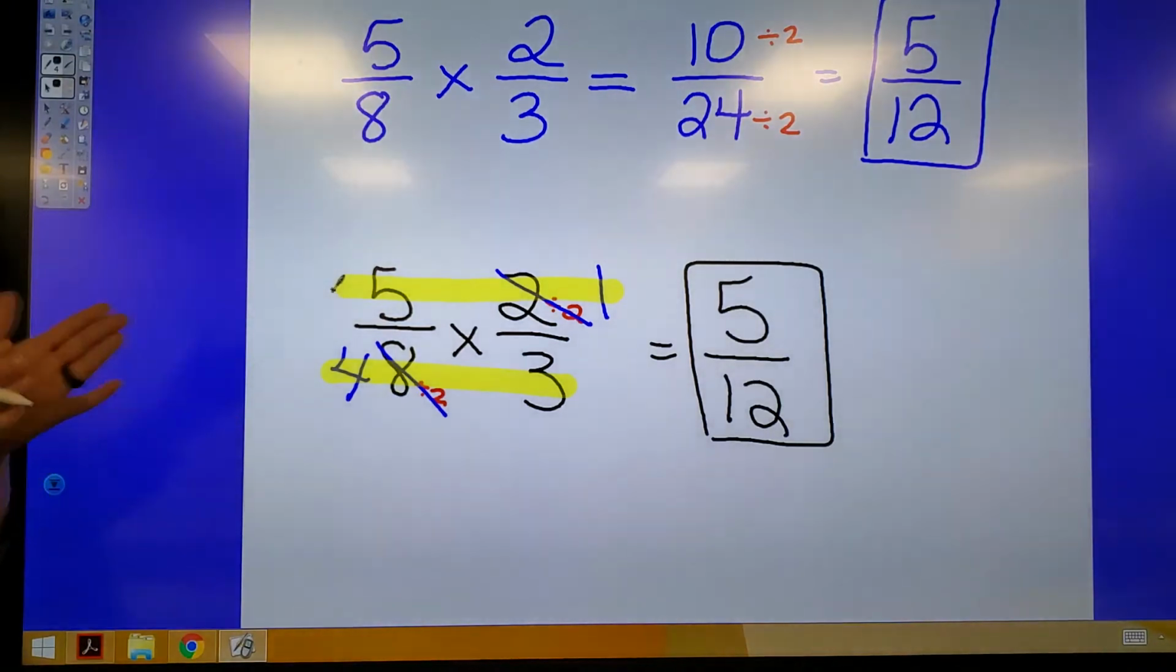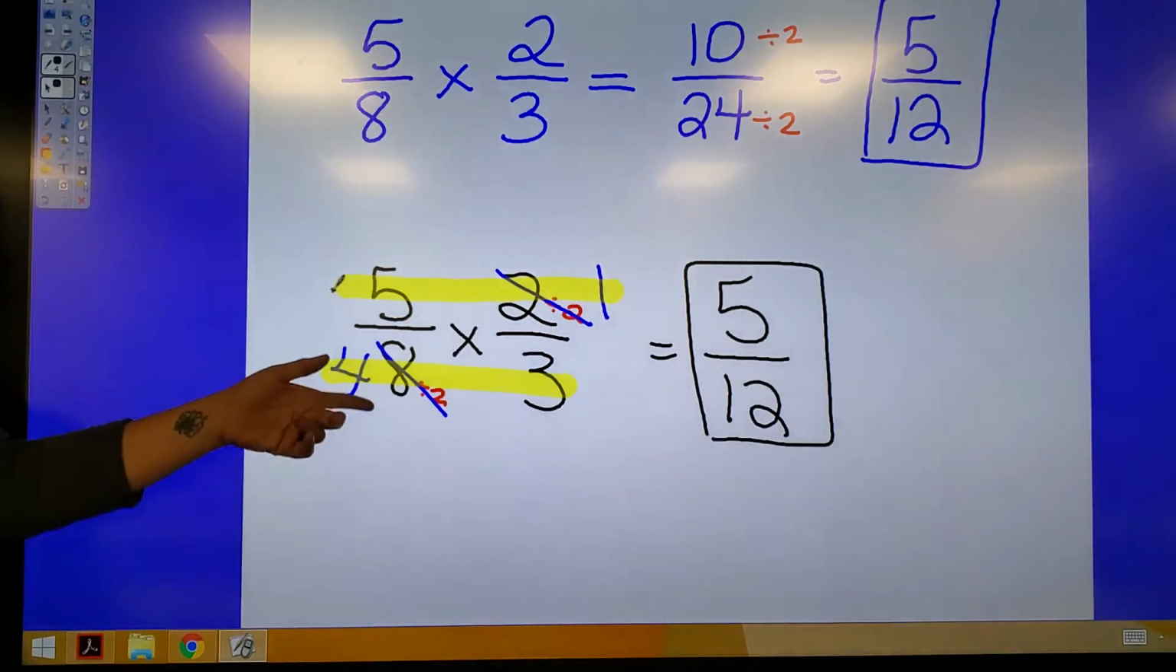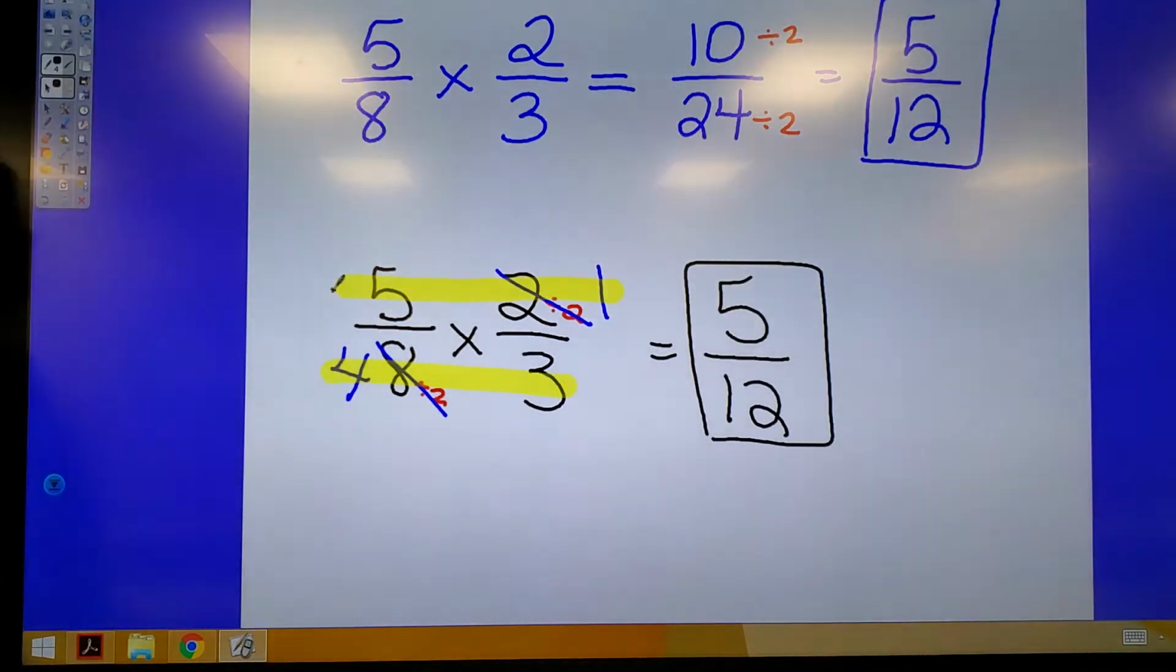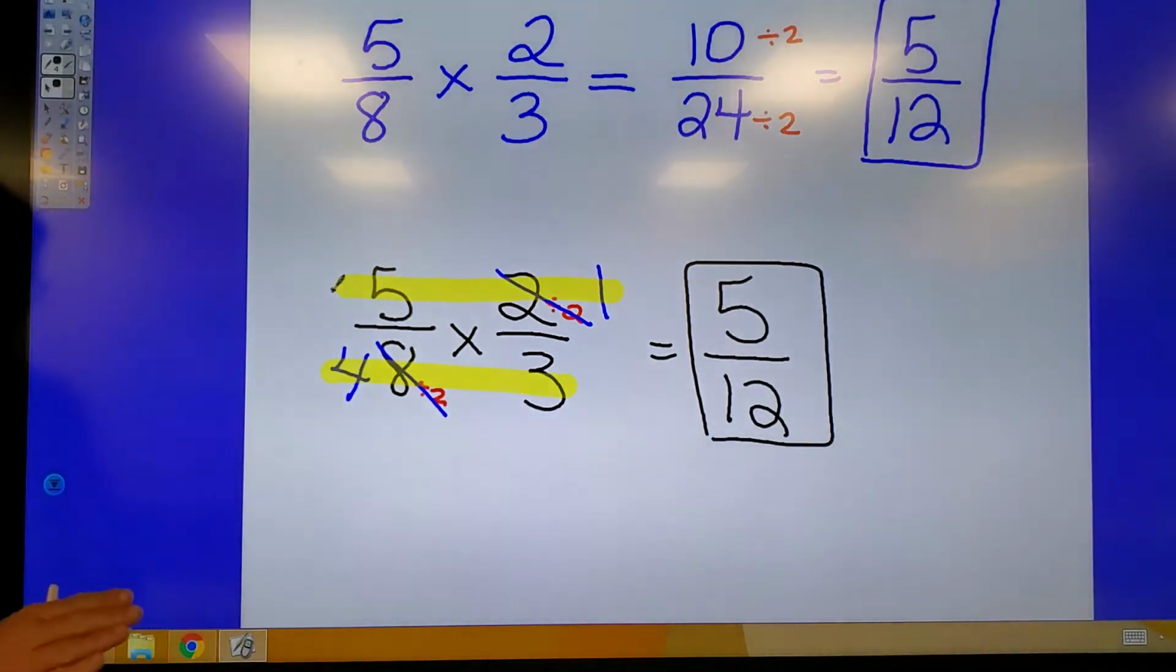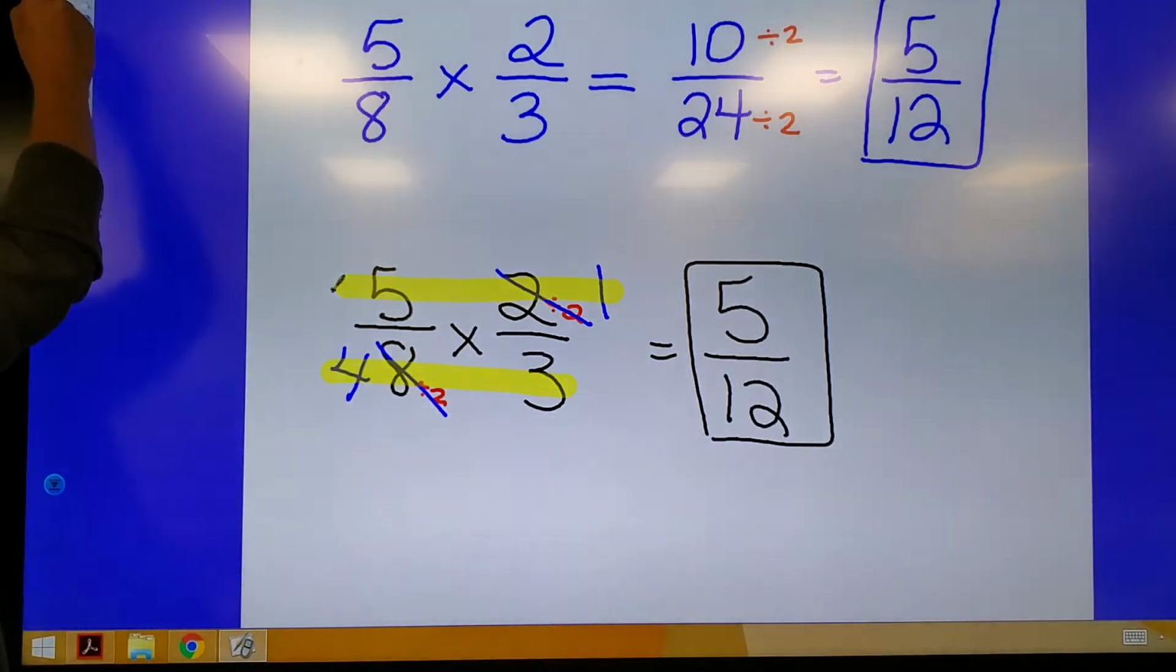Miss Demeter, you said that you all, when you did it in 6th grade, you all did cross-reducing? Yep, we told them how to. Okay. We didn't require it, but we did go over it. So again, definitely not a requirement. That's important to know. All right, let's do another one then.